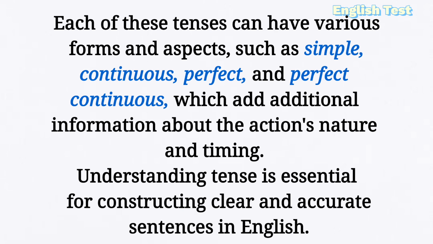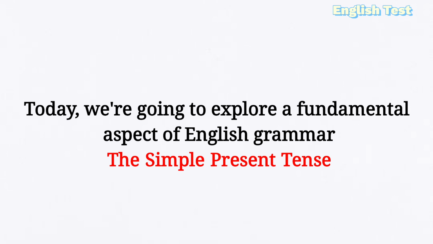Each of these tenses can have various forms and aspects, such as simple, continuous, perfect, and perfect continuous, which add additional information about the action's nature and timing. Understanding tense is essential for constructing clear and accurate sentences in English. Today, we're going to explore a fundamental aspect of English grammar, the simple present tense.